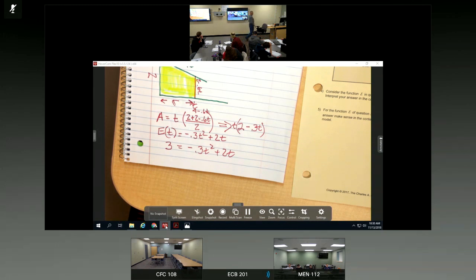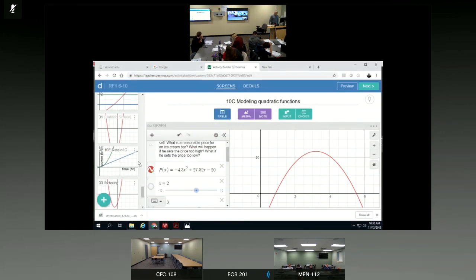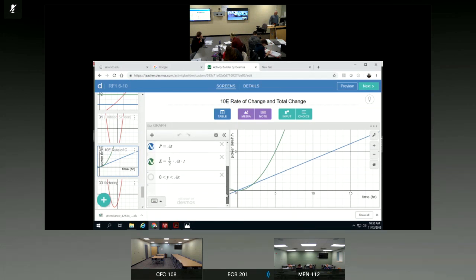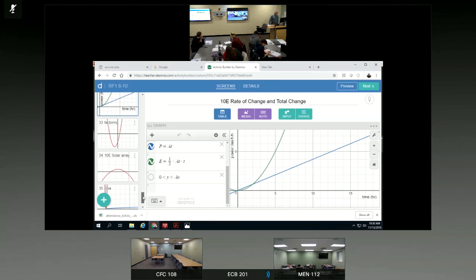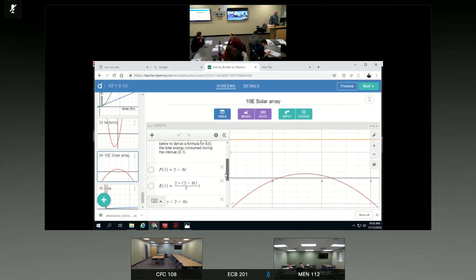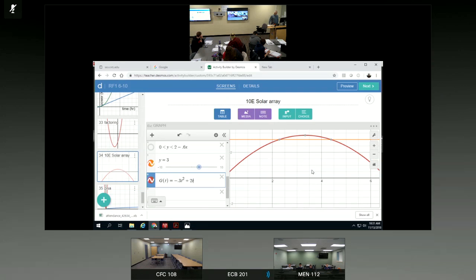Easiest way? Graph it. Desmos, very good. Negative 0.3 T squared plus 2T. Okay. And when we do, we can see it's going to consume 3 kilowatt hours of electricity after 2.279 hours and after 4.387 hours.